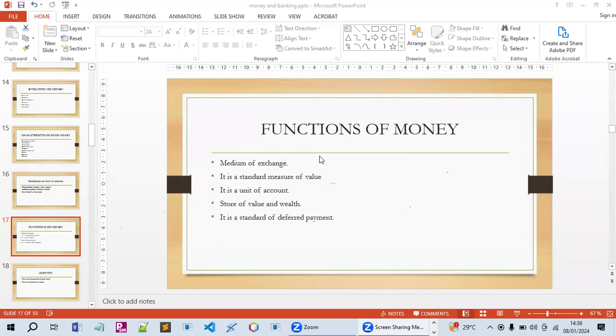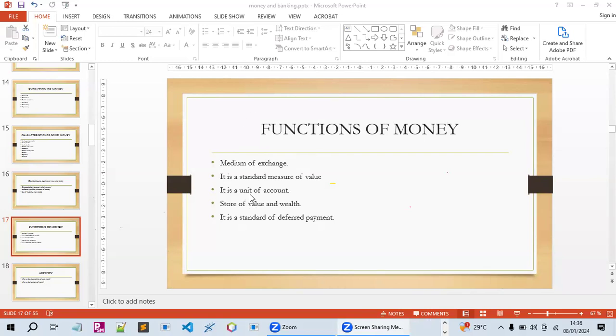And then also money is a standard measure of value, or we could say it stores value and wealth. Money makes it easy for people to store their wealth in money terms. For example, if I have a plot of land, I can convert it by selling it for 5 million. That means my plot of land is worth 5 million shillings. So it stores the value.